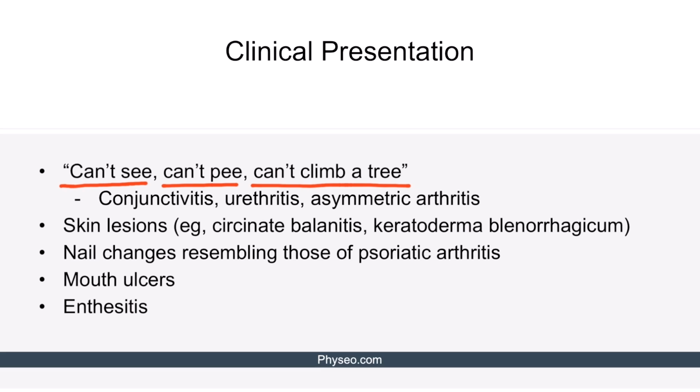The arthritis of reactive arthritis is actually asymmetric. This means that it may affect one side of the body and not the other, most commonly involving the knee and sacroiliac joints. So let's turn to a pair of images to illustrate the possible skin lesions.